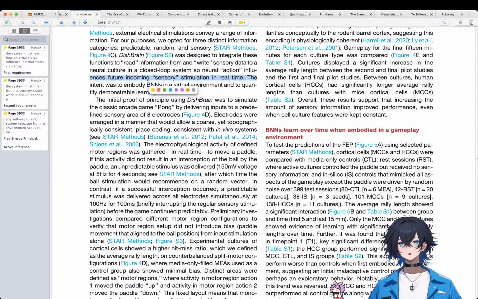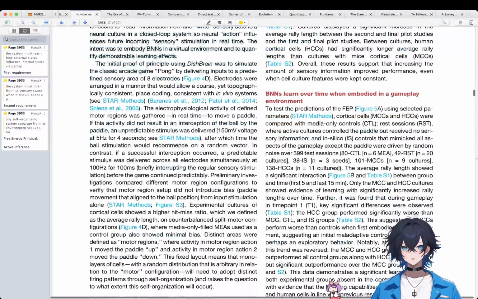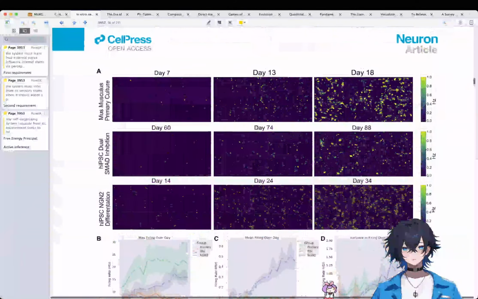Neuron culture. Okay, write sensory data to neuron culture in a closed loop system so that neural action influences incoming sim. Right, okay, just parts of the neurons are stimulated, right, I'm sure.